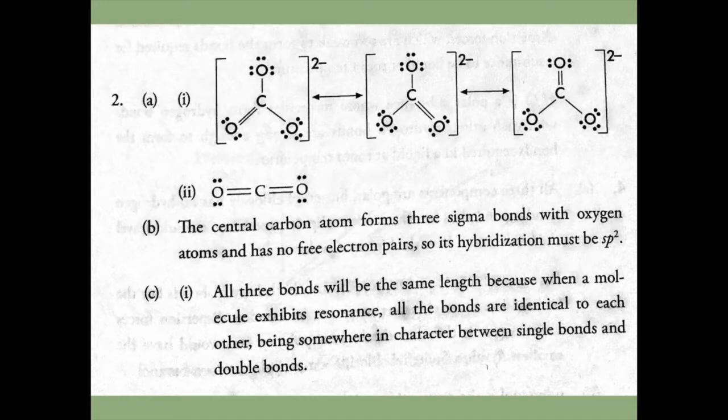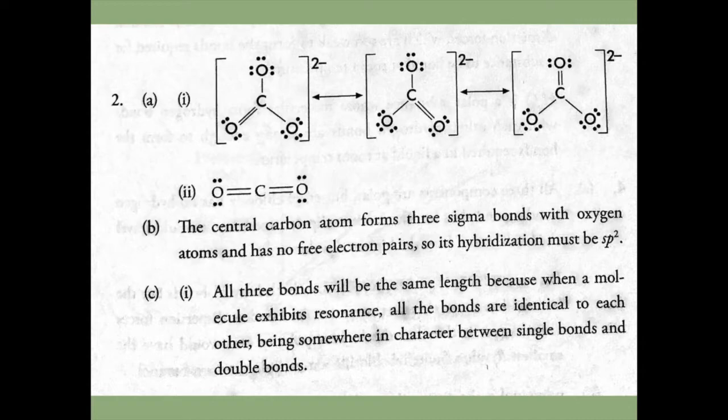Okay. In B, it says describe the hybridization of carbon in the carbonate ion. Well, I look and I see that I have 3 bonds total. I have 2 single bonds and a double bond, which tells me that my hybridization is going to be sp2. That's all you need to know.